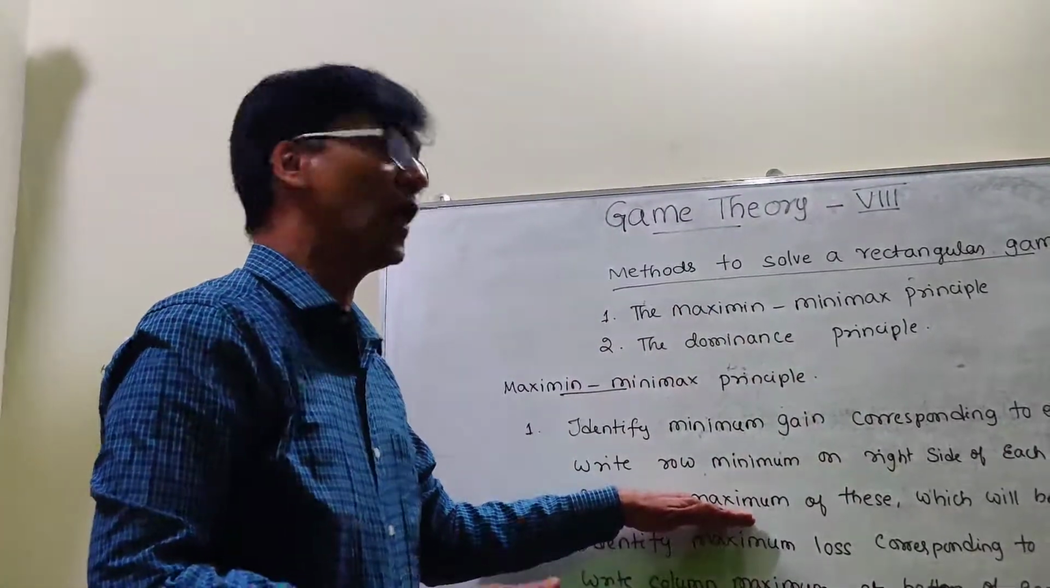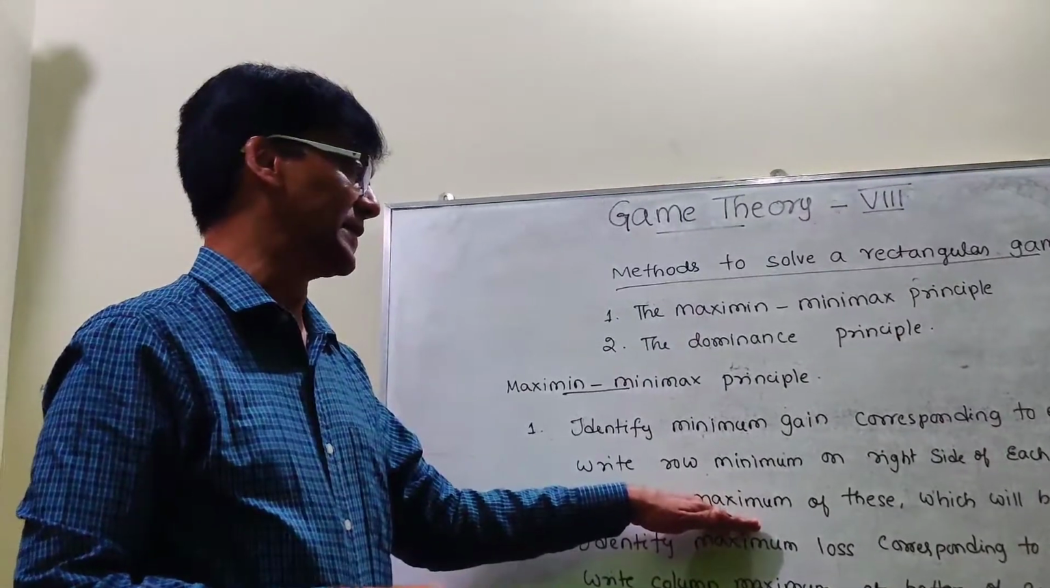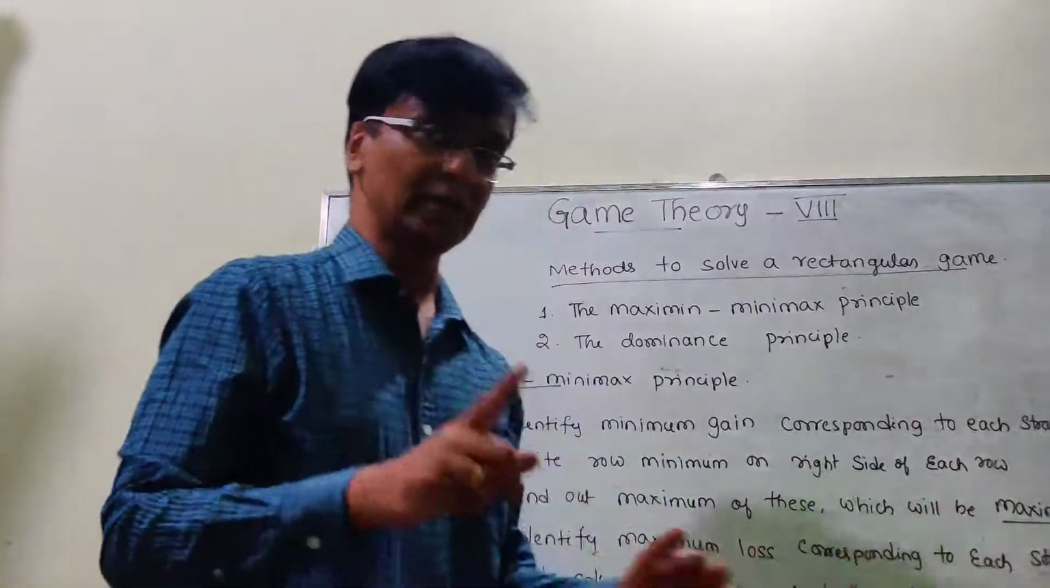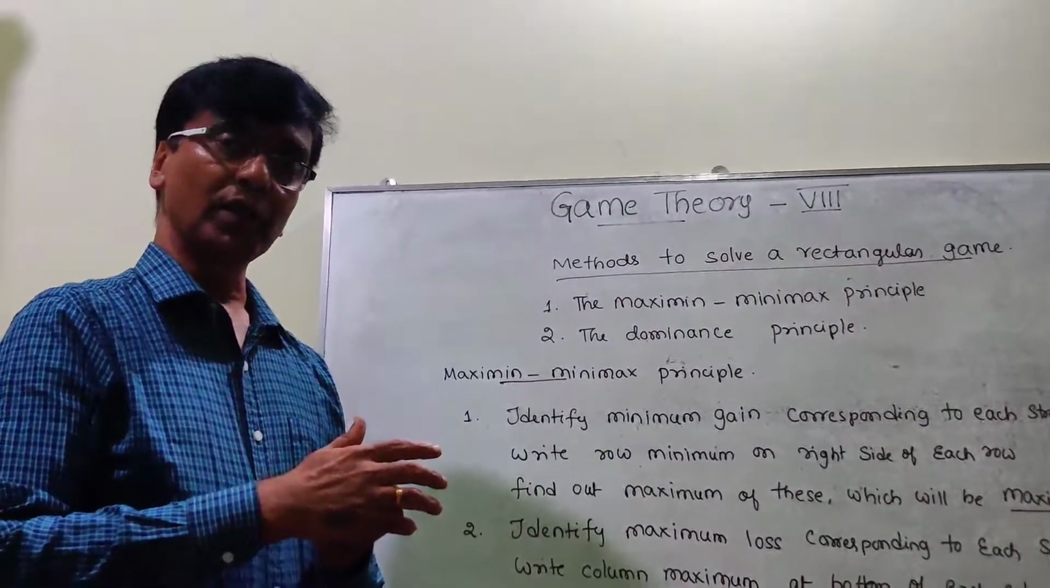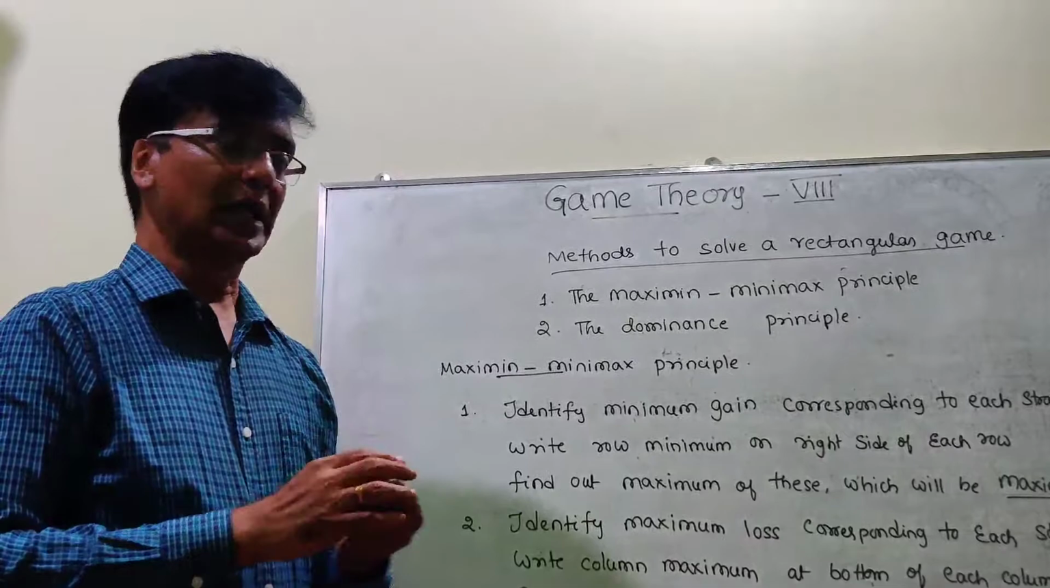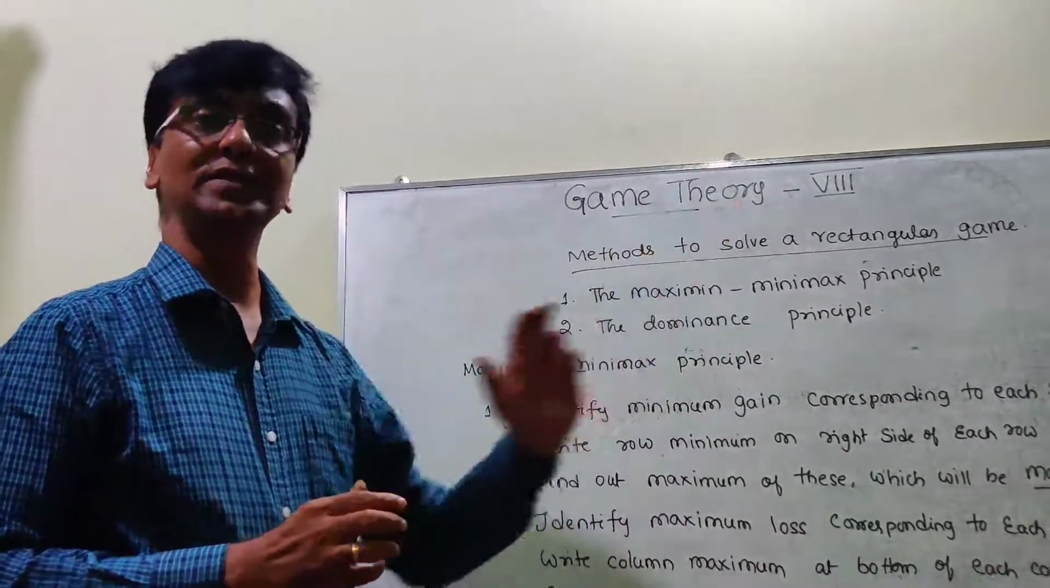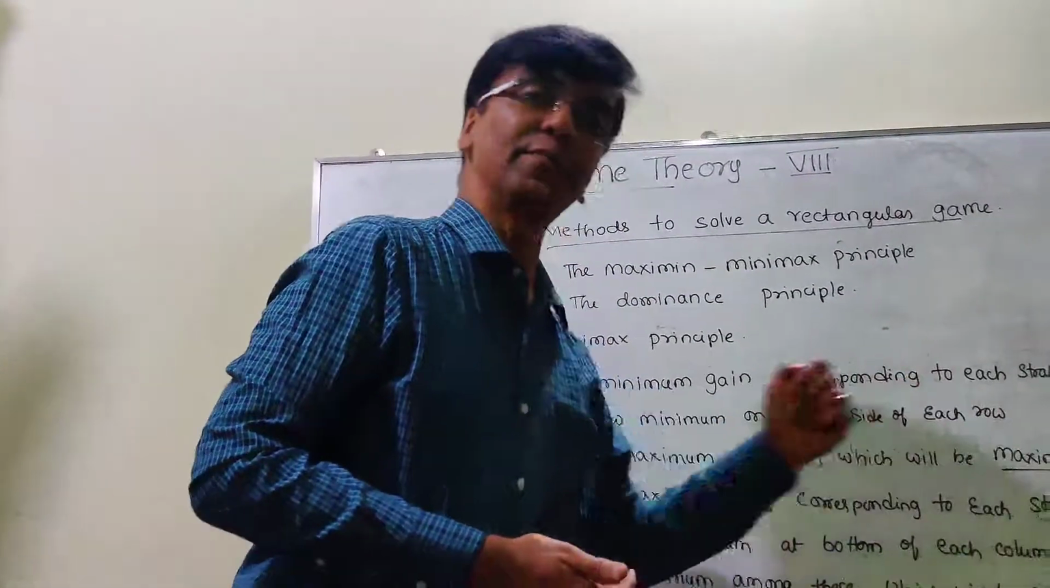Then find out the maximum among these. That is called maximin. Once again, first write down the minimum of each row. Then after completing all the rows, take the maximum among these minimums, and that will be called maximin.